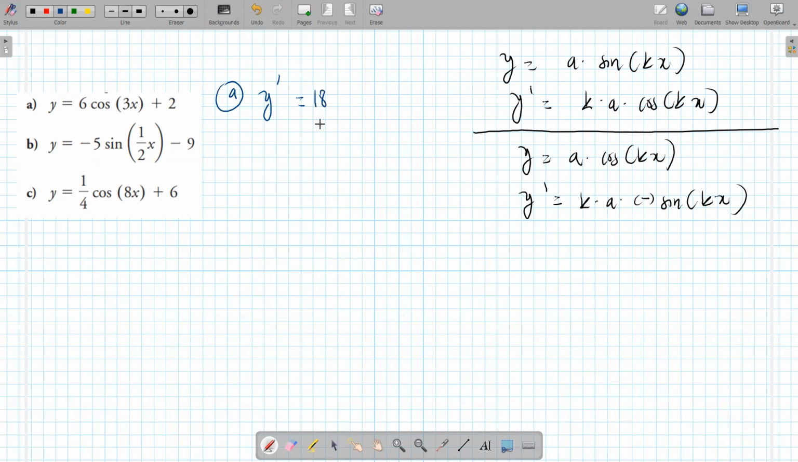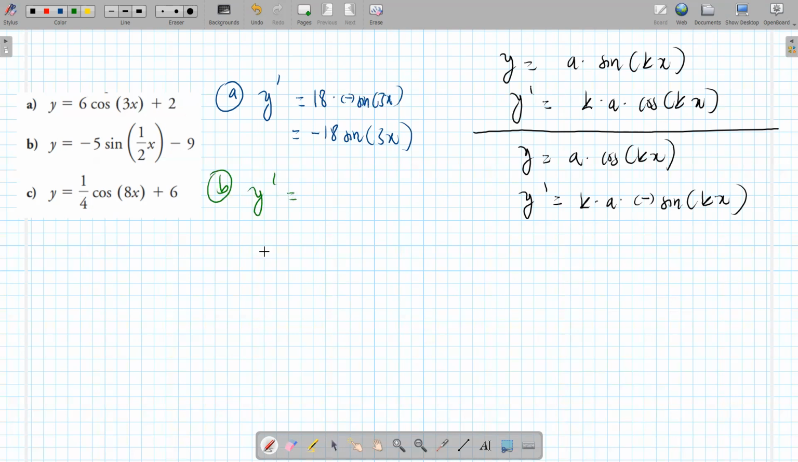What does cos become? Negative sine. So you multiply this with negative sine of 3x. And these constants, like with the quadratics or the polynomials, they always disappear. So the answer to A, if you want to find y prime, is negative 18 sine 3x. And whatever they want you to find, you just plug that in as x. That's it. What about B?